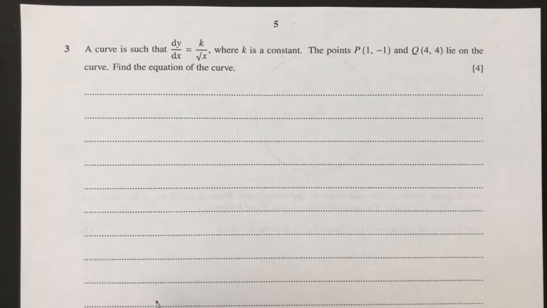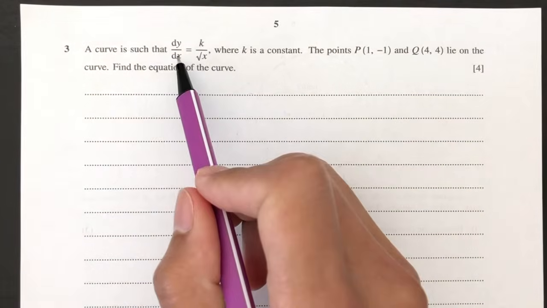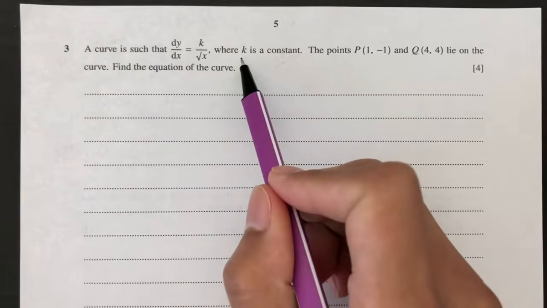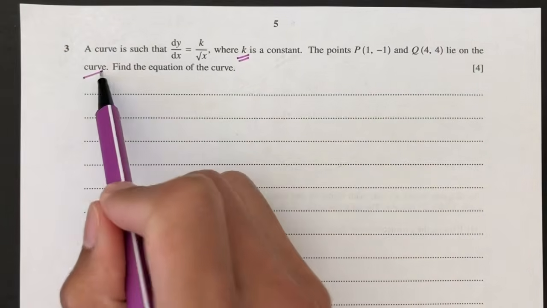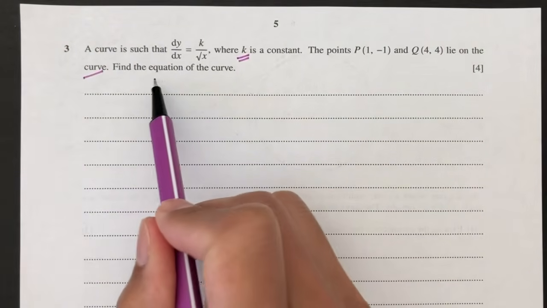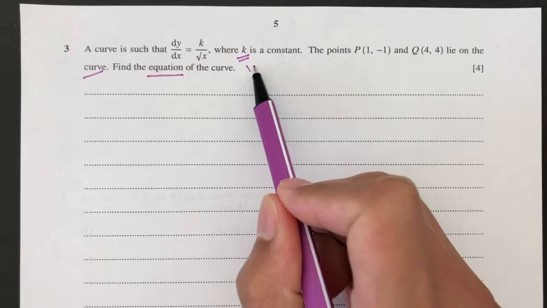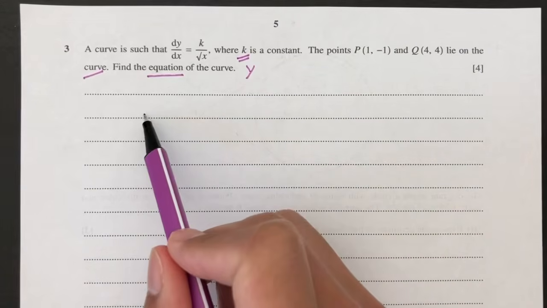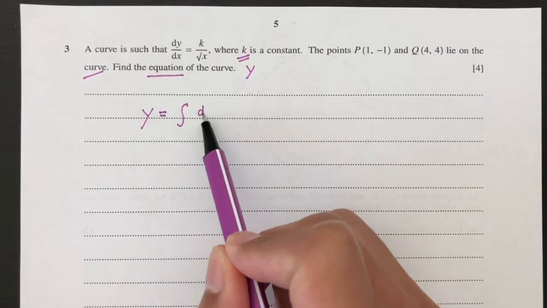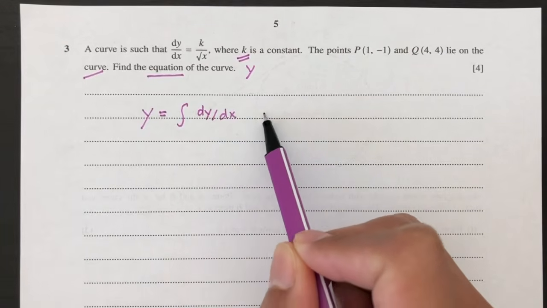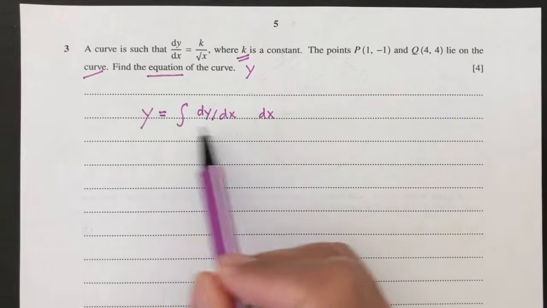Question number 3. Here we have a curve such that dy/dx equals this, where k is a constant. The points P and Q lie on the curve. Find the equation of the curve. So the equation of the curve is to find y. As you guys must know by now, how do you find y from dy/dx? It is by integrating dy/dx with respect to x, then we can find y.